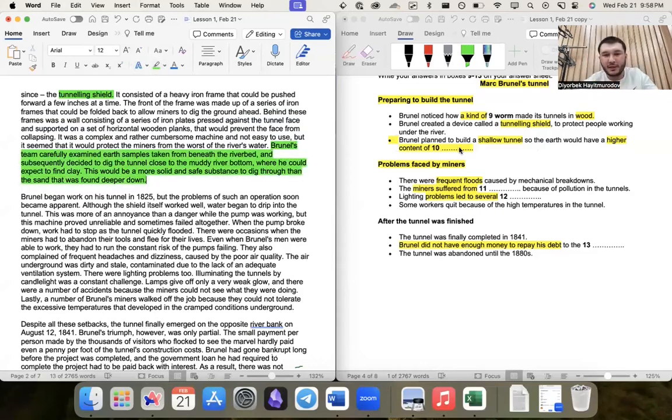Can you guys tell me the answer for question number 10? Brunel planned to build a shallow tunnel, so the earth would have higher content of what, guys? Higher content of what? What do you think the answer is?